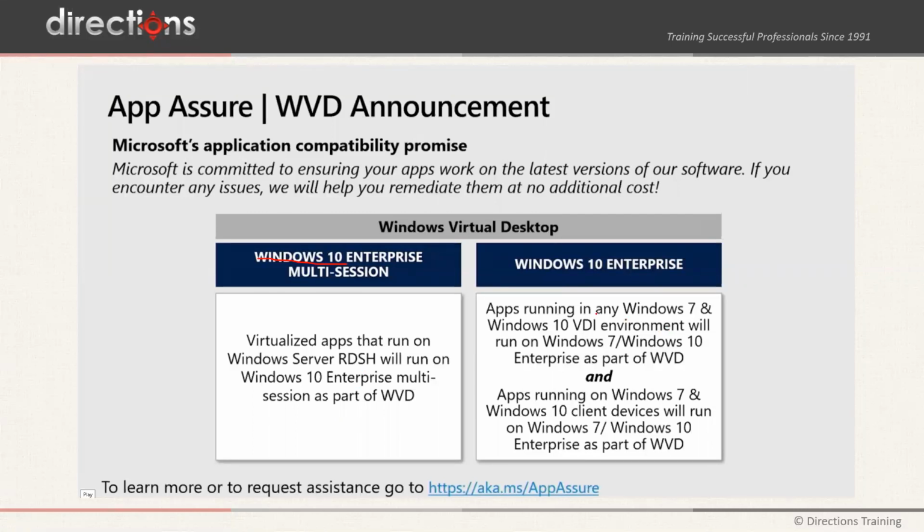And we have Windows 10 Enterprise, so you can have the applications running in any legacy environment like Windows 7, or maybe currently in a Windows 10 VDI environment, and they will be running on Windows 7 or Windows 10 Enterprise, and that is also part of WVD. And we also have the applications running on Windows 7 and Windows 10 clients, and they will be running on Windows 10 Enterprise again.